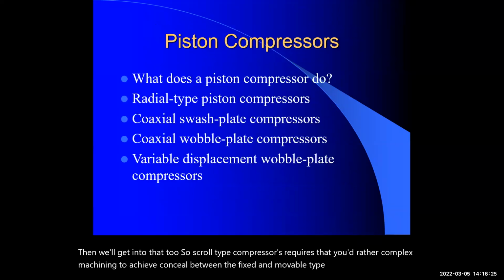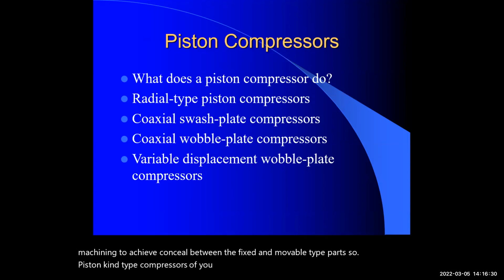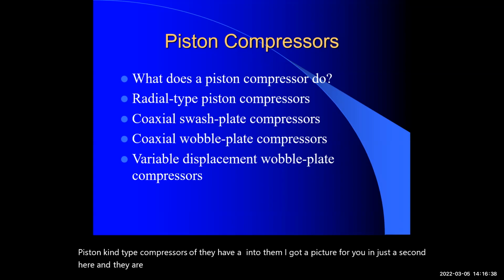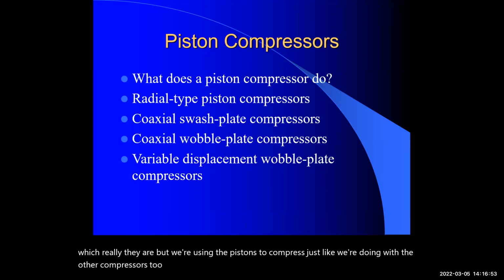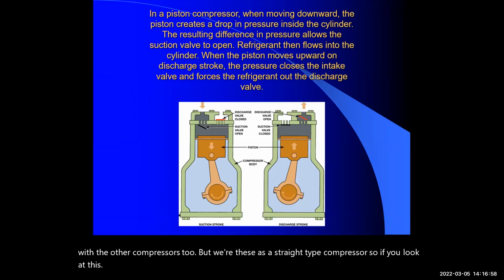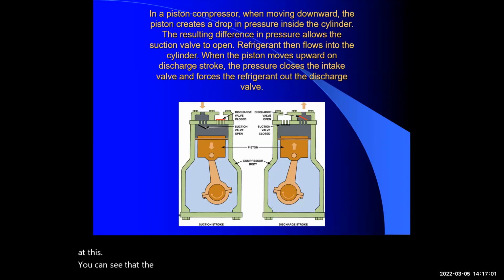Piston type compressors have a piston to them. I've got a picture for you in just a second here, and they are very basic. Like we said before, they're almost like a small little engine, which really they are. We're using the pistons to compress, just like we're doing with the other compressors too, but we're using these as a straight type compressor. If you look at this, you can see the compressor. Gosh, this sure looks like an engine to me, Marty.